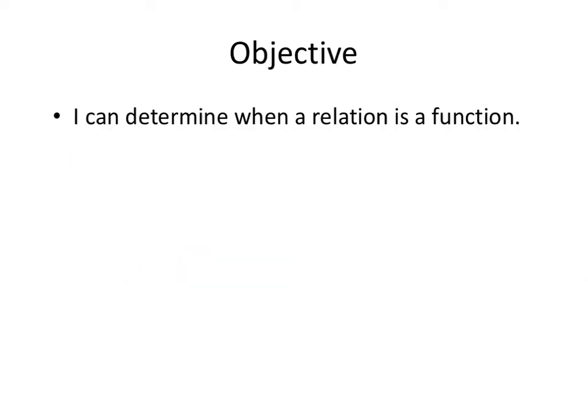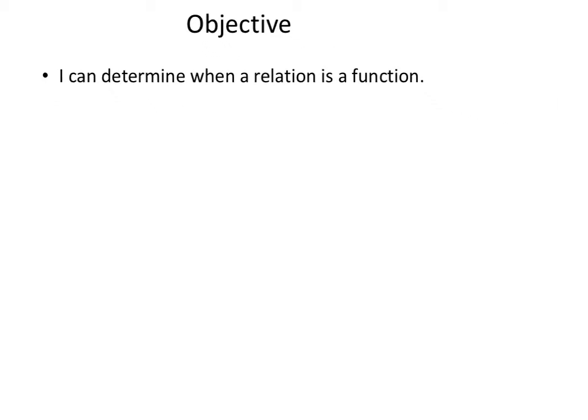Here's our objective. I can determine when a relation is a function. Just take 30 seconds and write that down, please. A couple things about functions that you're going to want to know, all right? A function is just a different way to write an equation, but it comes with, I guess, one condition, okay? So before, let's compare with slope-intercept form, which we should be pretty familiar with now. Y equals mx plus b, okay? So this is slope-intercept form of the equation of a straight line.